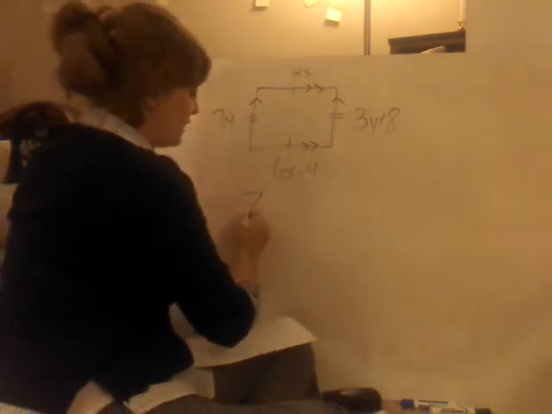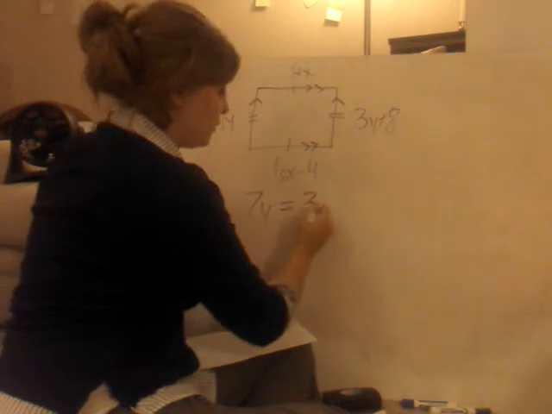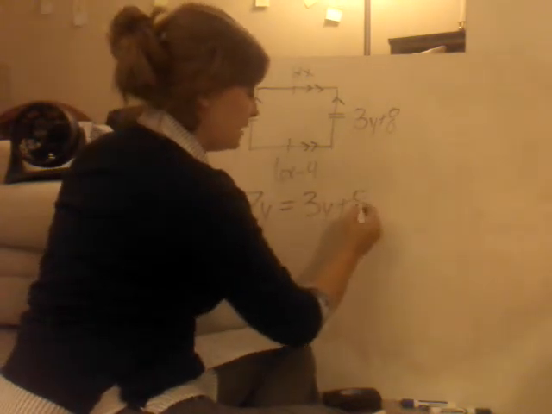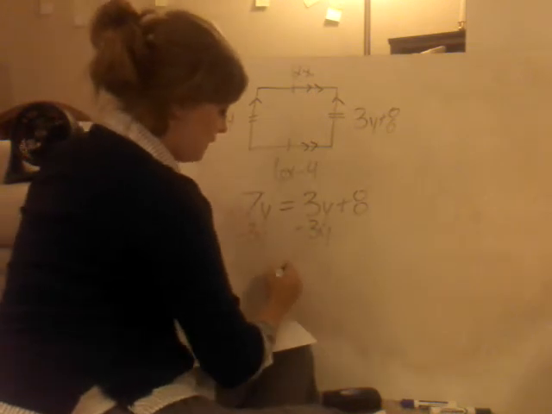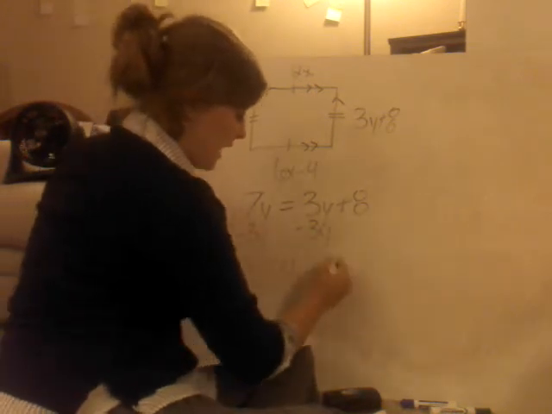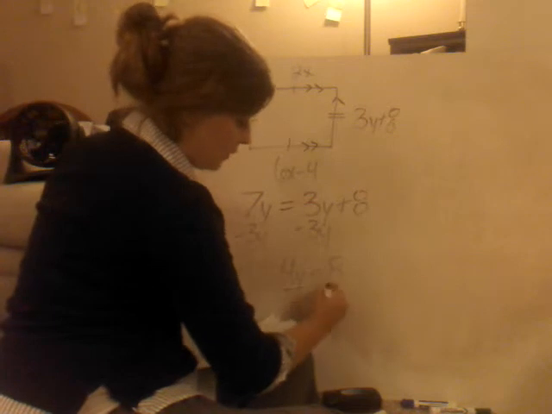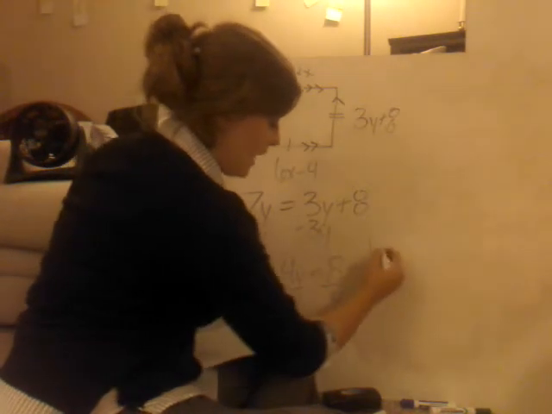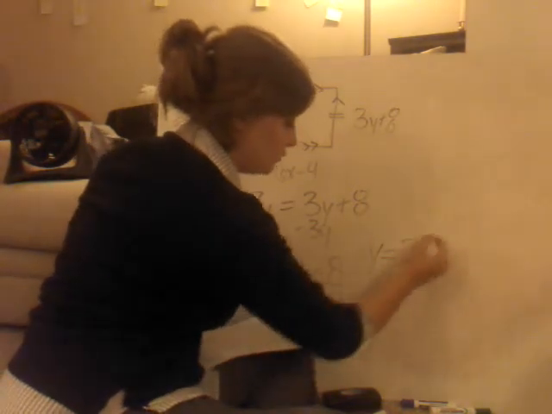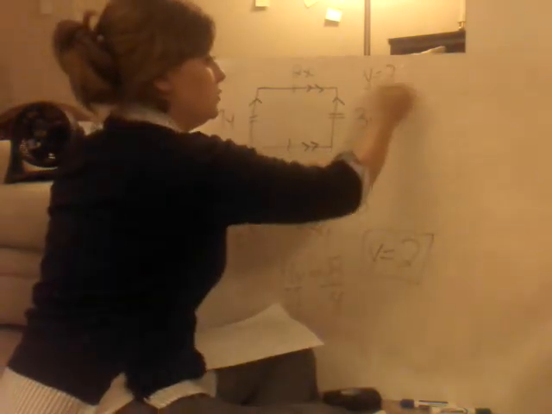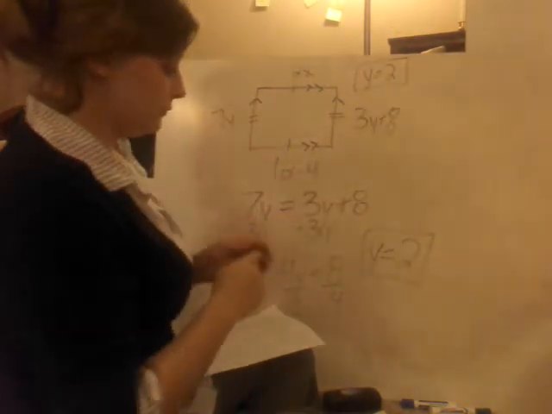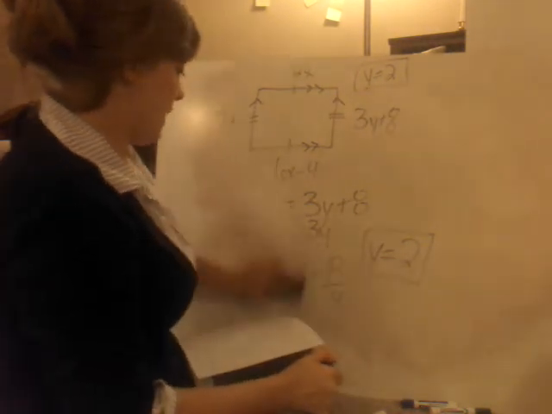So I have 7y equal to 3y plus 8. Subtract 3y from both sides. 4y is equal to 8. Divide by 4. Y is equal to 2. So I'll put up here, y is equal to 2. I'll erase my y-ness.